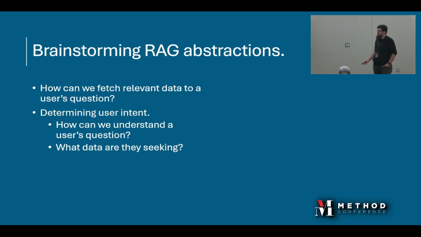So what are some abstractions we need for that sort of retrieval augmented generation? How can we fetch relevant data, right? If we have an unstructured input, how do I know what data you need? You could ask me, well, I want to know the student's email, but then how do I map that programmatically? Right, those are some of the questions we confronted when we were dealing with development.